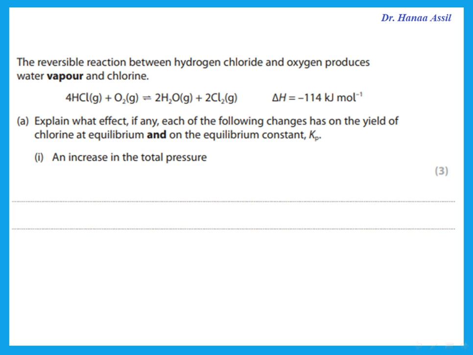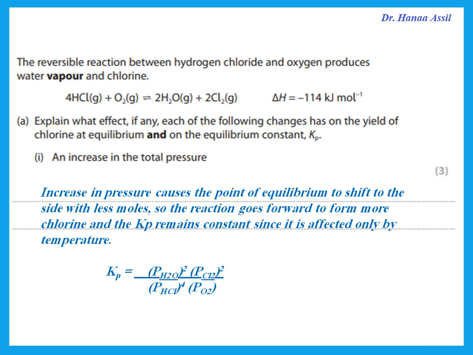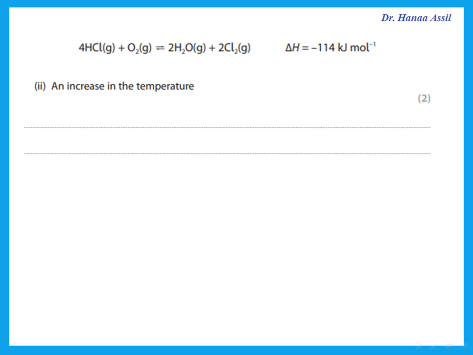He said, if I increase pressure, the reaction goes to the side with less number of moles. So in this case, it would go to the side with less moles, which is forward, because going forward gives 4 moles, going backward would give 5. So if it goes forward, then I will have more yield of chlorine. But remember that Kp is not affected by pressure. It will be affected only by change in temperature.